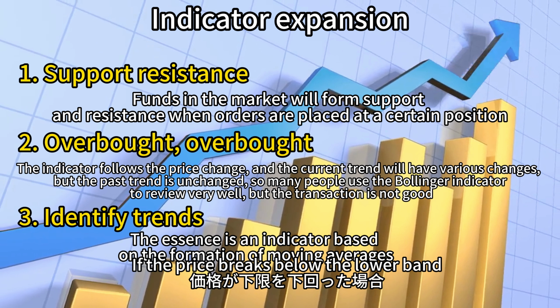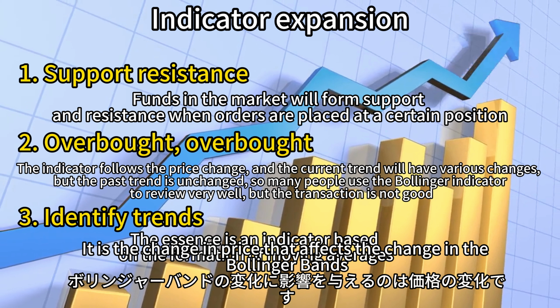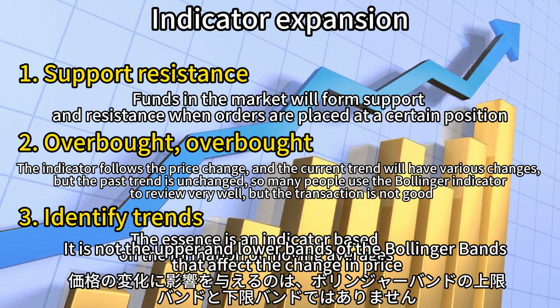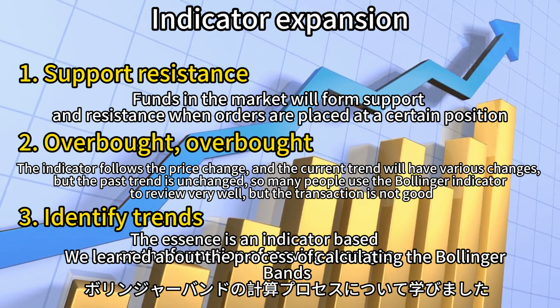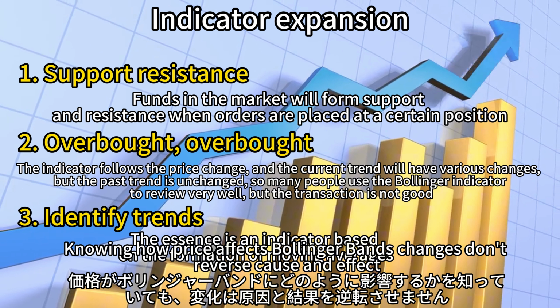If the price breaks below the lower band, it is the change in price that affects the change in the Bollinger Bands. It is not the upper and lower bands of the Bollinger Bands that affect the change in price. We learned about the process of calculating the Bollinger Bands, knowing how price affects Bollinger Bands changes. Don't reverse cause and effect.